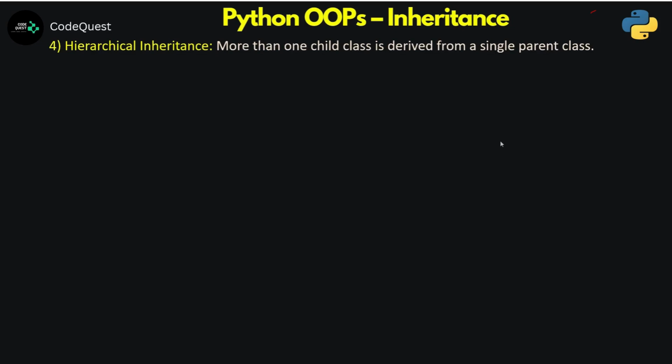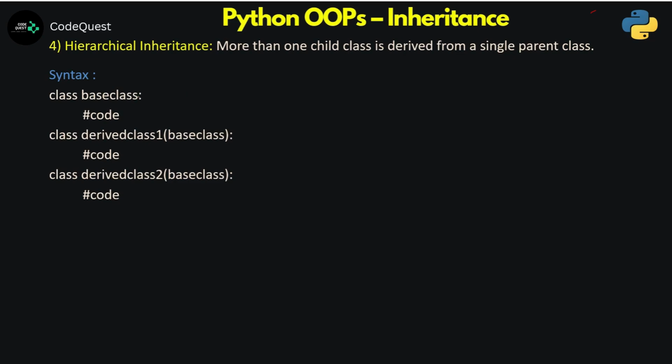So hierarchical inheritance is one more category of inheritance where we can derive more than one child class from a single parent class. You can imagine this as the opposite of multiple inheritance, because in multiple inheritance we have seen that we have more than one parent class and only one child class. But here we see there are more than one child classes and a single parent class.